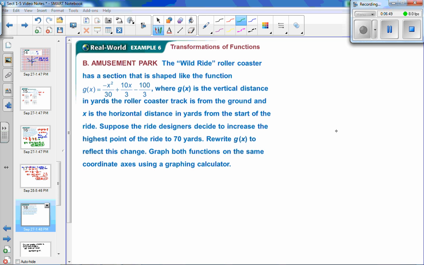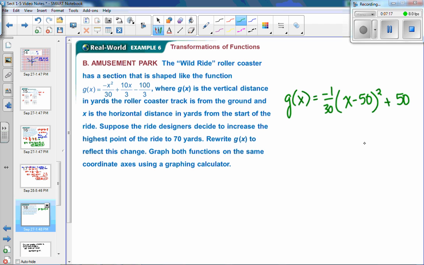So here's part B of that same problem. Now you'll notice this is the same function, so they didn't change it, so we don't have to redo that. And what we're being asked to find here: the ride designers decide to increase the highest point of the ride to 70 yards. Rewrite g of x to reflect this change. Well, remember, we already know that g of x equals negative 1 over 30, x minus 50, quantity squared, plus 50.